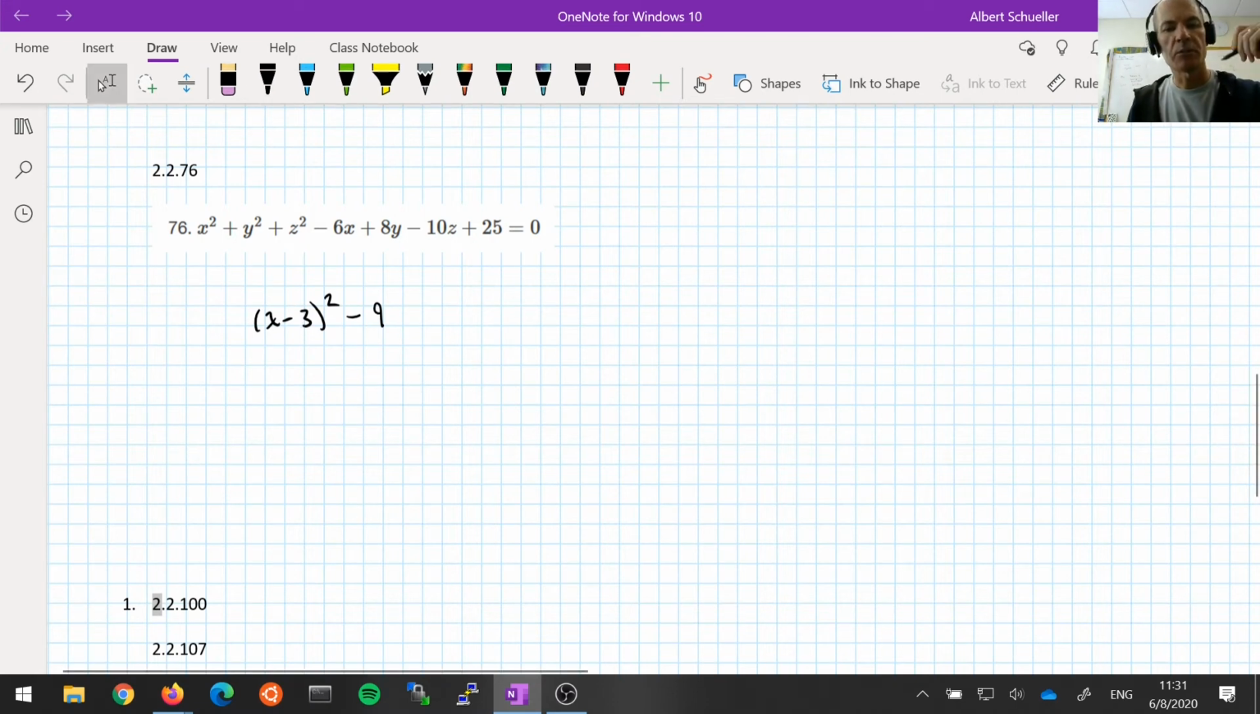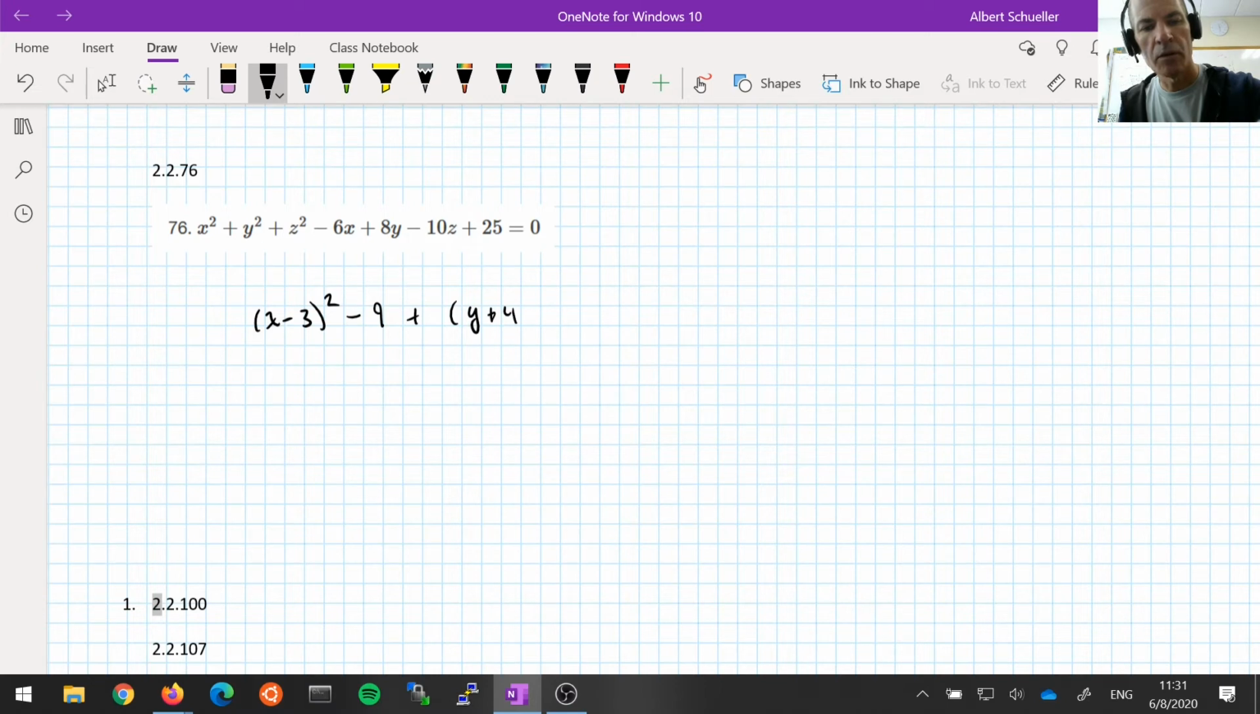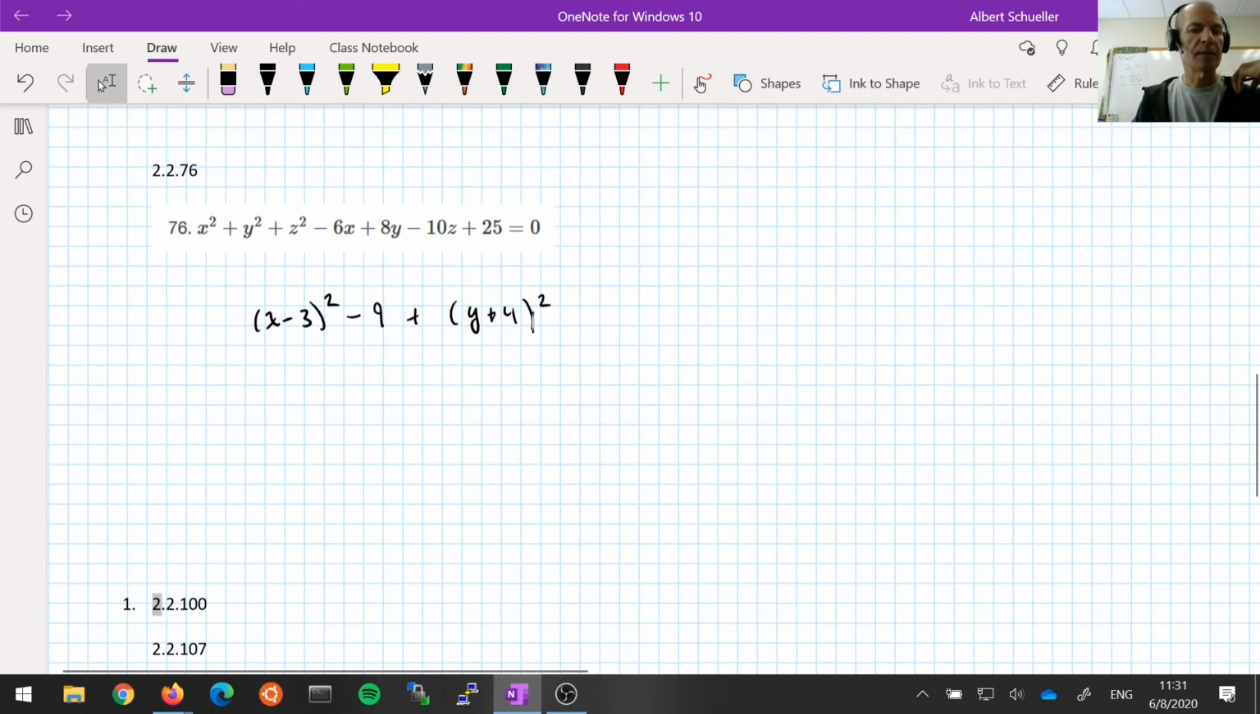Similarly, we have y squared plus 8y. To write that as a square, we have y plus 4, quantity squared. Y plus 4 squared is y squared plus 8y plus 16. We better remove that.